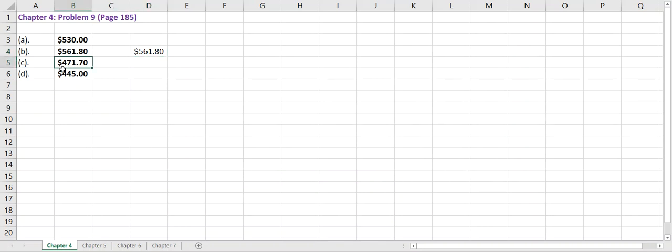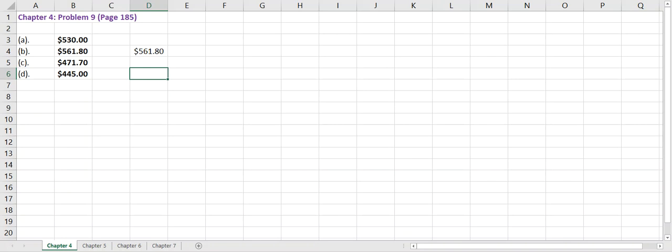Now we go the other way. What's $500 in the future worth in present value today? This is called discounting. So if I have $500 in the future, its present value at 6% for 1 year is $471.70. If I have $500 in 2 years, discounted back to today's dollars at 6%, it's $445.